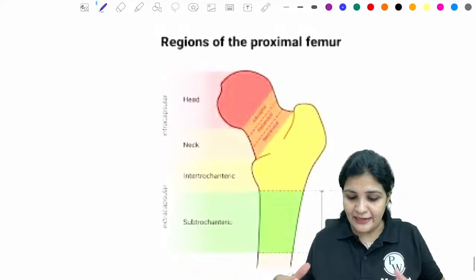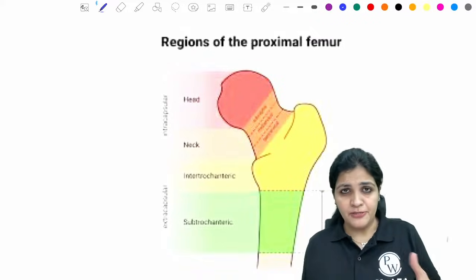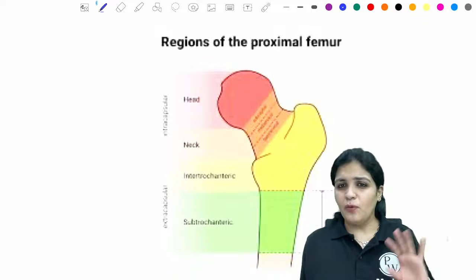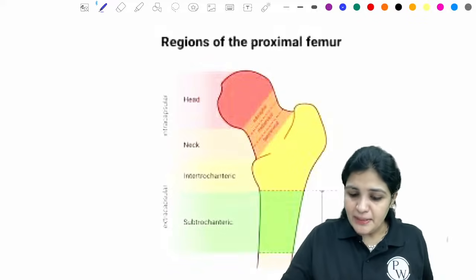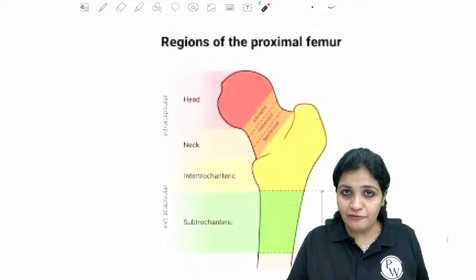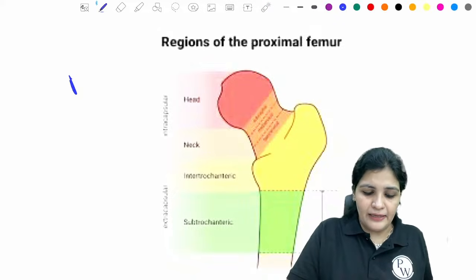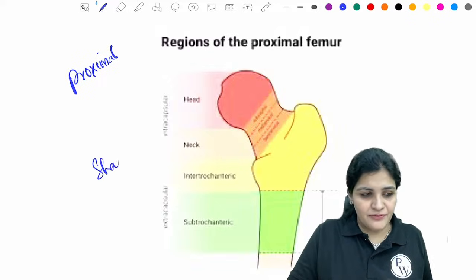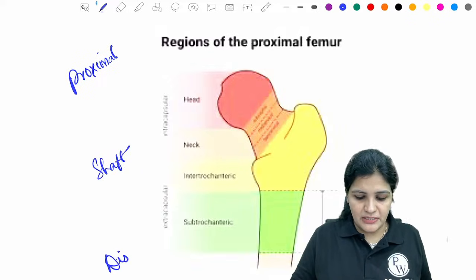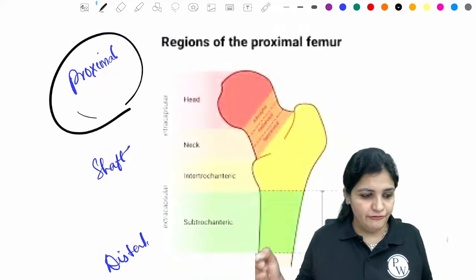Before understanding intracapsular and extracapsular, let us understand from the basics what a femur is. Whenever somebody asks you about the femur, this is the proximal femur, then we have the shaft of the femur, and then we have the distal femur. So today we are interested in understanding the proximal femur.